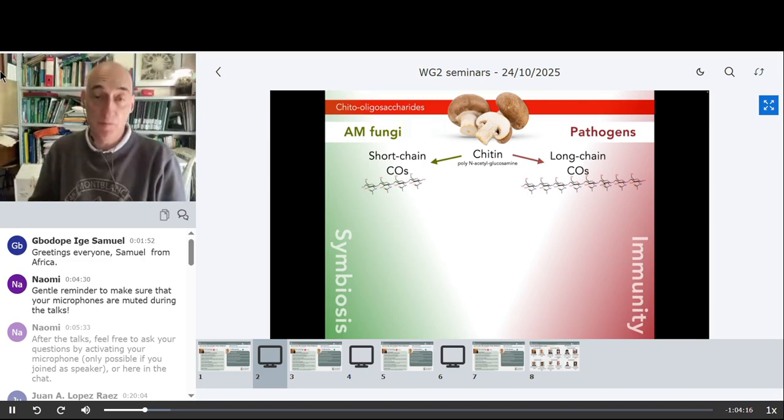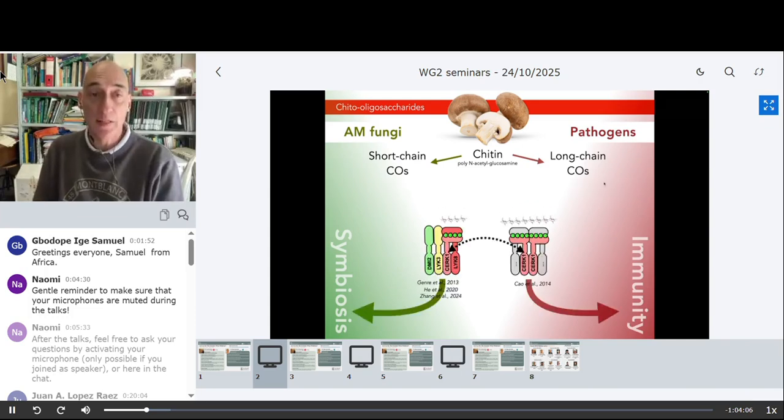And what was initially hypothesized, and still holds true with several studies in the years, is that short chain chito-oligosaccharides, so short derivatives of chitin, versus long chain COs, characterize symbiotic versus pathogenic fungi.